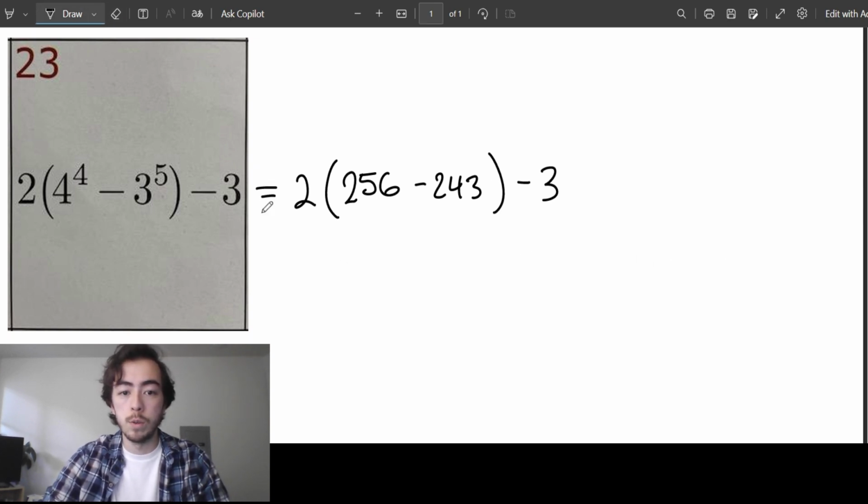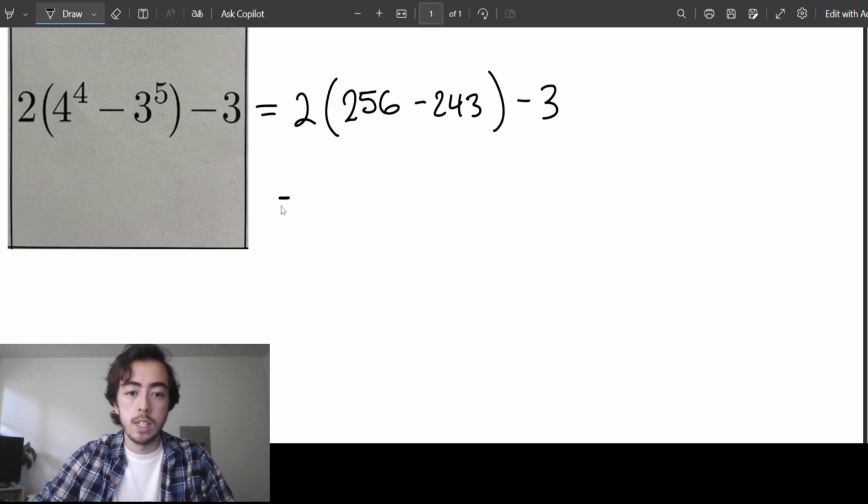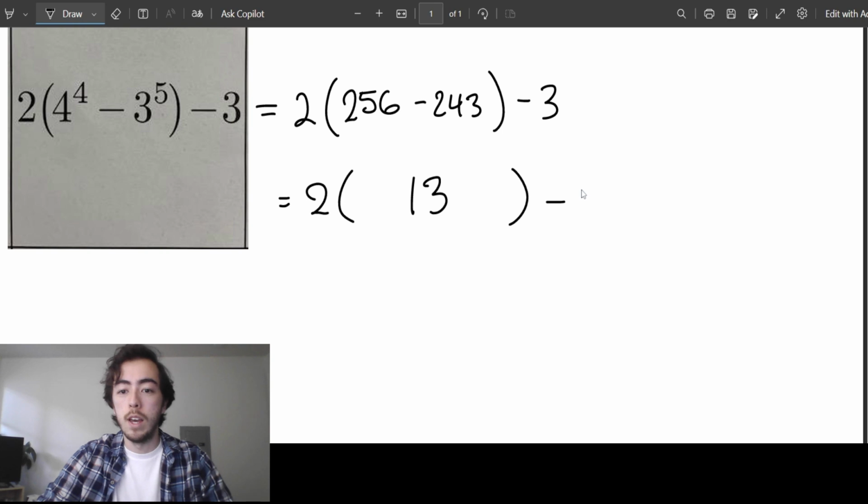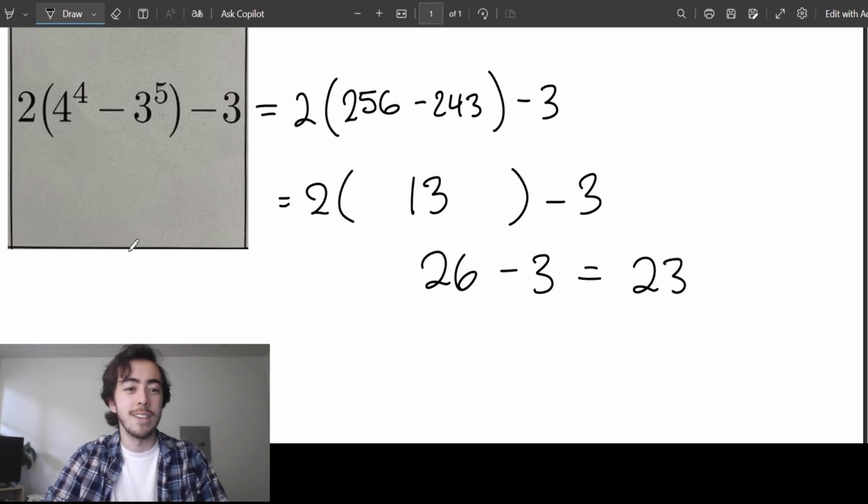Now we need to do the subtraction on the inside of the parentheses. Here I can see that the 200s kind of cancel each other out. The 50 and the 40 would create a difference of 10, and then the 6 and the 3 would create a difference of 3. And so 2 times 13 is 26. Subtracting the 3 is 23, and that's today's date.